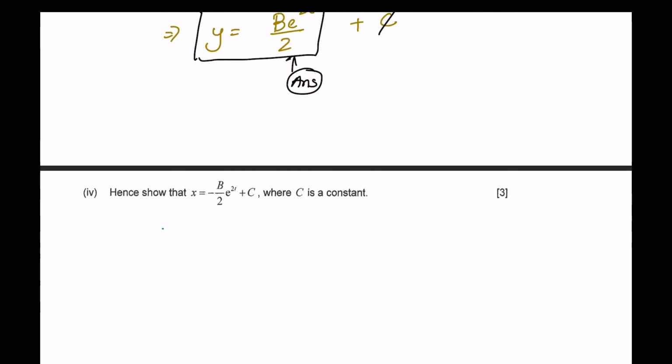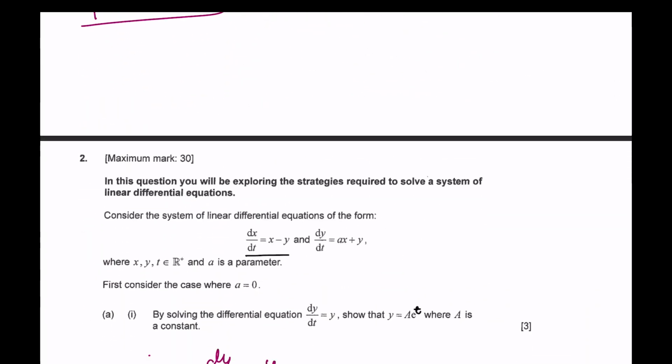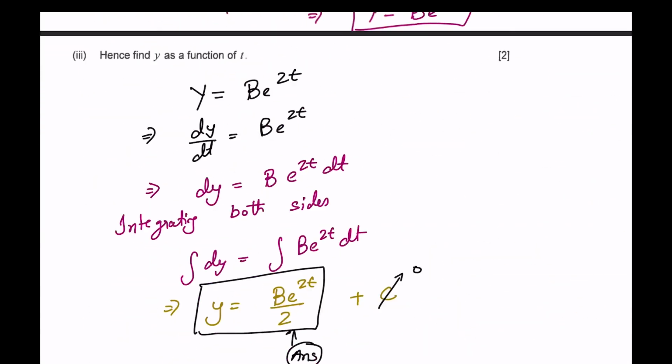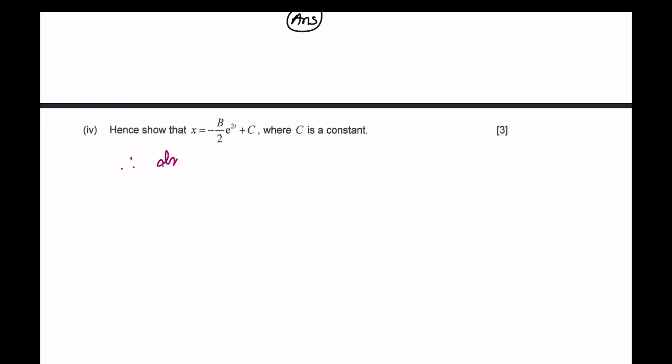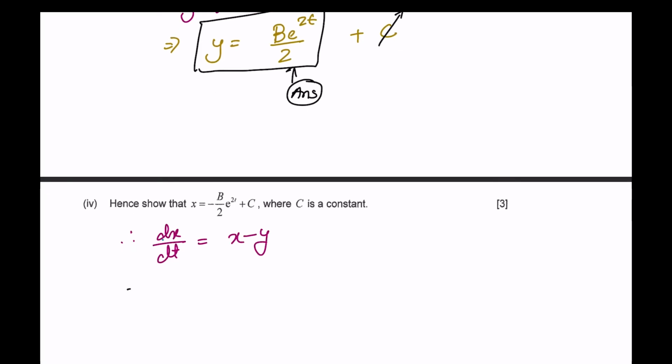Now we have to show that x is equal to minus b by 2 e to the power of 2t plus c e to the power of t. So how to solve this, or how to start? Basically again we have to use the dx by dt equation. So dx by dt is x minus y. From here we have to solve for x. So dx by dt is equal to x minus y. Let's plug in the value of y, which we found in the previous equation.